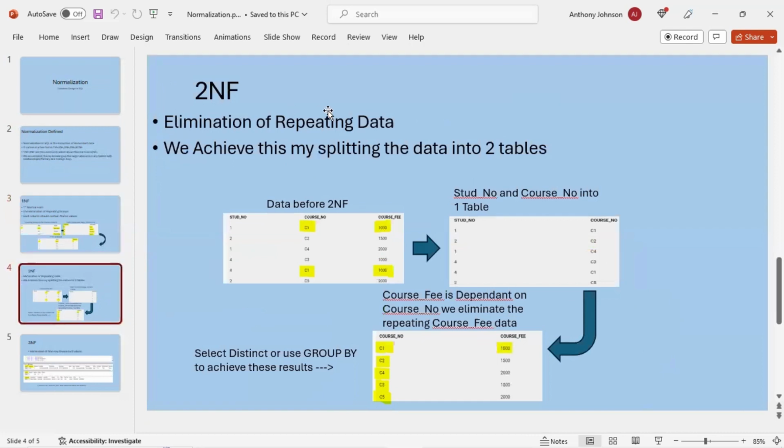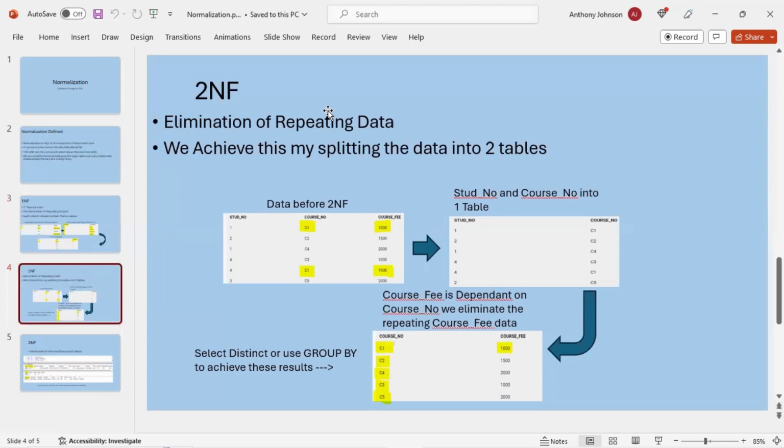So the second normal form is the elimination of repeating data. We achieve this by splitting the data into two tables. So if you see here, the data before the second normal form, we have our student number column, our course number column, and our course fee column. So course fee is dependent upon course number. As you can see, the two highlighted rows on the first diagram: we have C1, which is 1,000, and C1, which is 1,000. So course one, C1, is $1,000, which we don't need repeated twice. We would rather have just C1 on there twice as opposed to having a whole other column, course fee, displaying the actual price.